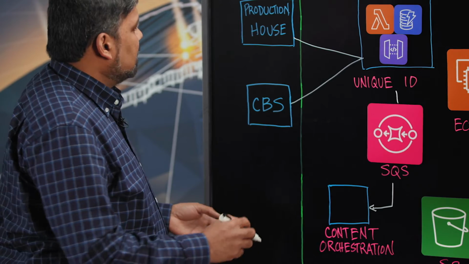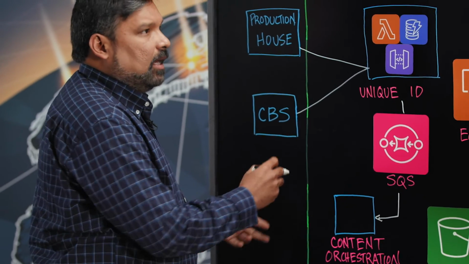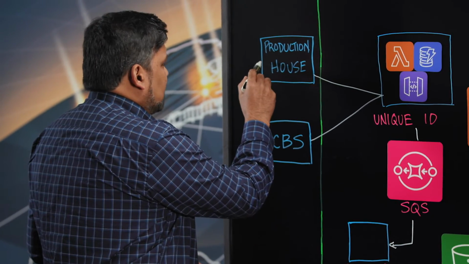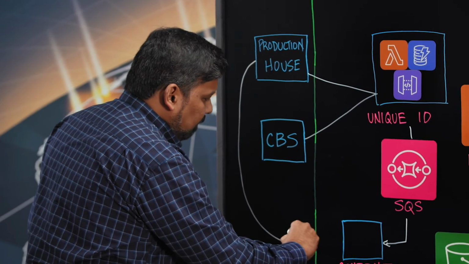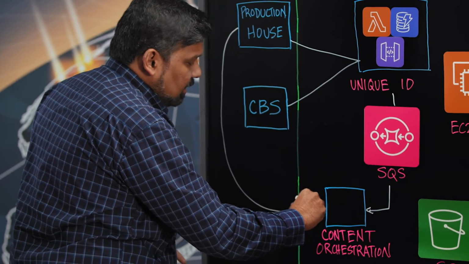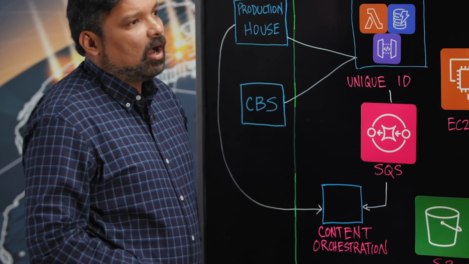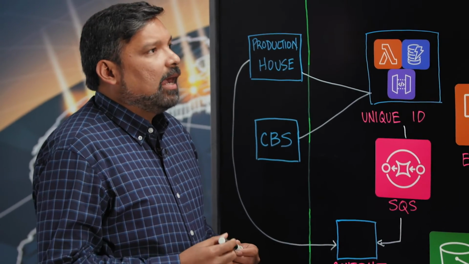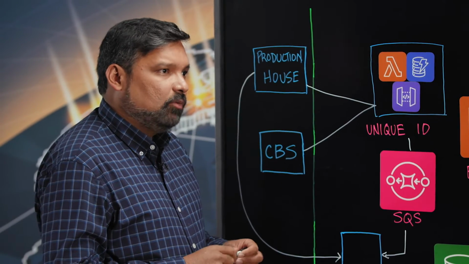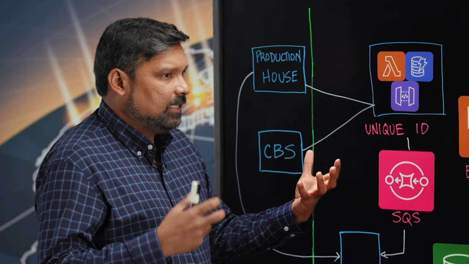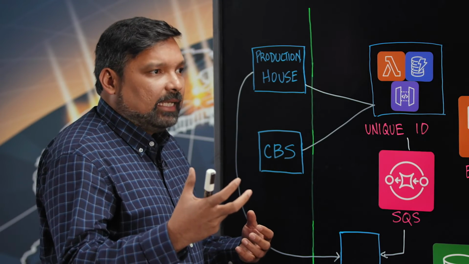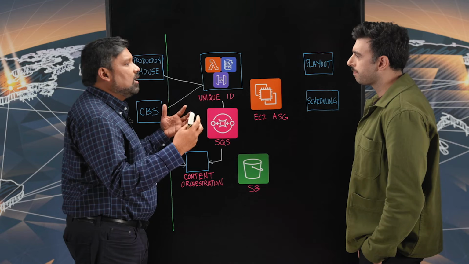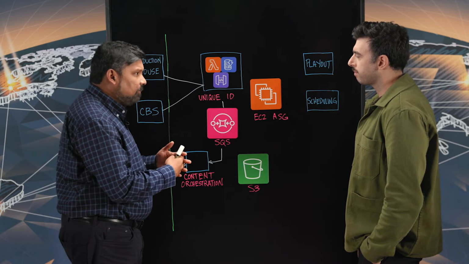Once a unique ID is generated, through SQS we send that to the content orchestration system, which creates an asset shell. The content orchestration system is where the production houses will then upload their content through a content gateway. Okay. And once the content comes in, we already have an asset shell with the metadata, and now you have a unique content ID. All this gets matched up.